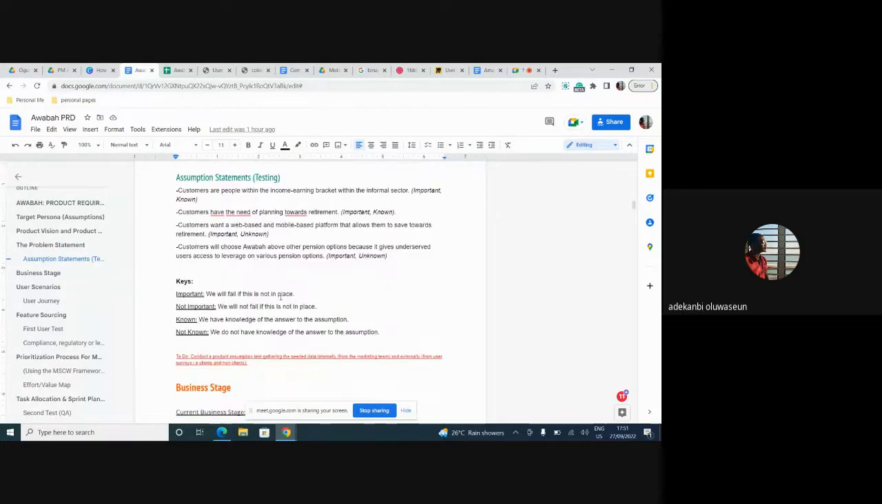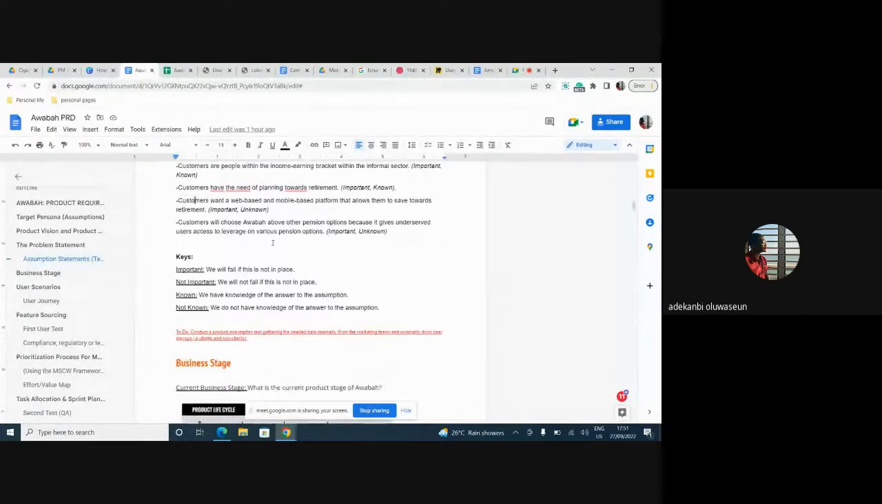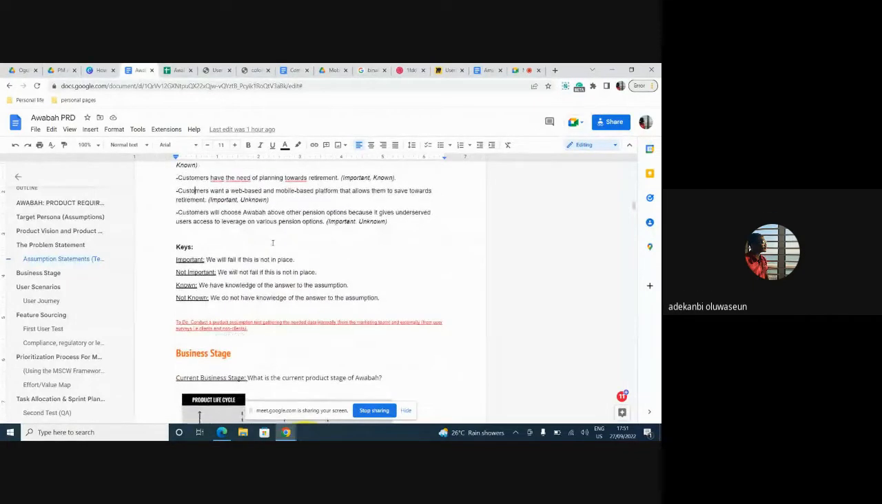Then you want to validate this other one, where it says customers want a web-based platform. So you're asking them, how would you want the solution to be offered to you? Would you want it to be web? Would you want it to be a website? Would you want it to be on a mobile app? So that data from the survey you carry out will tell you if you're good to go on this. So you're testing each of those assumptions, right?